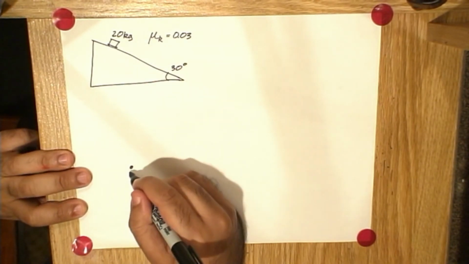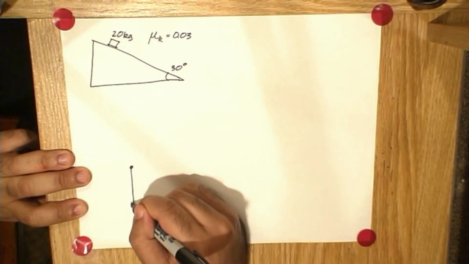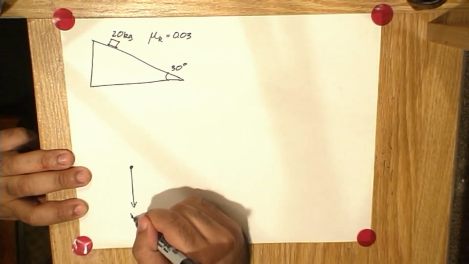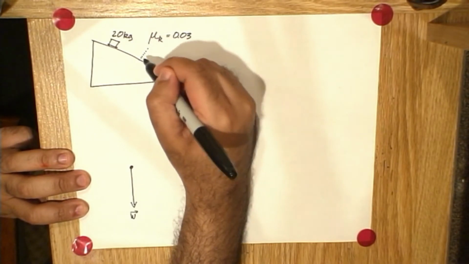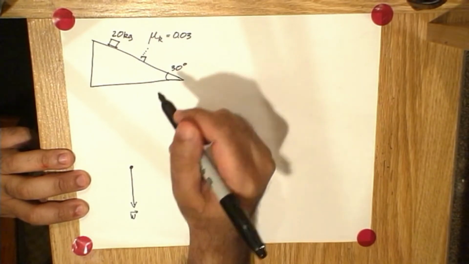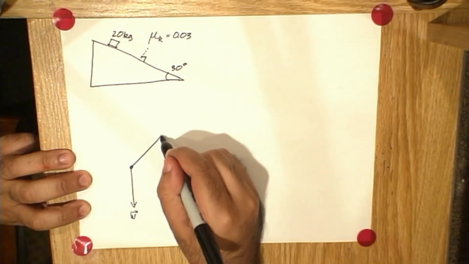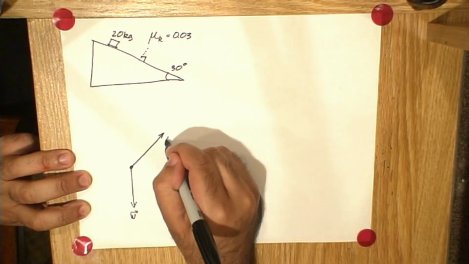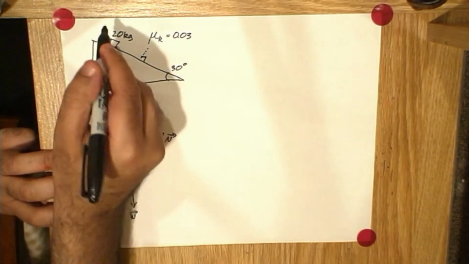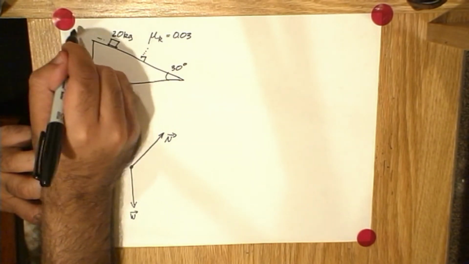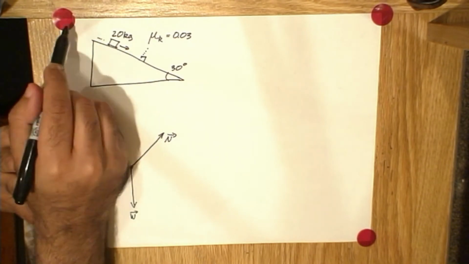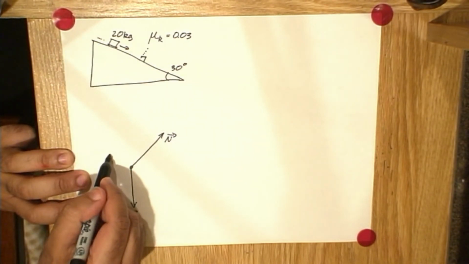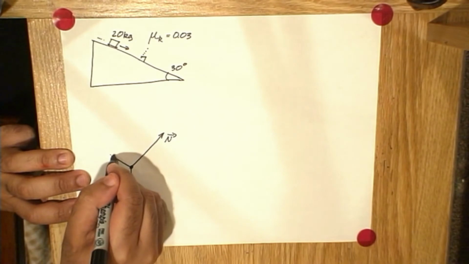This object is going to feel the weight force pointed down. The normal force is going to be at 90 degrees to the ramp. And a friction force is going to point opposite the direction of motion. So since this is sliding down the ramp, the friction force must point up the ramp, like that.